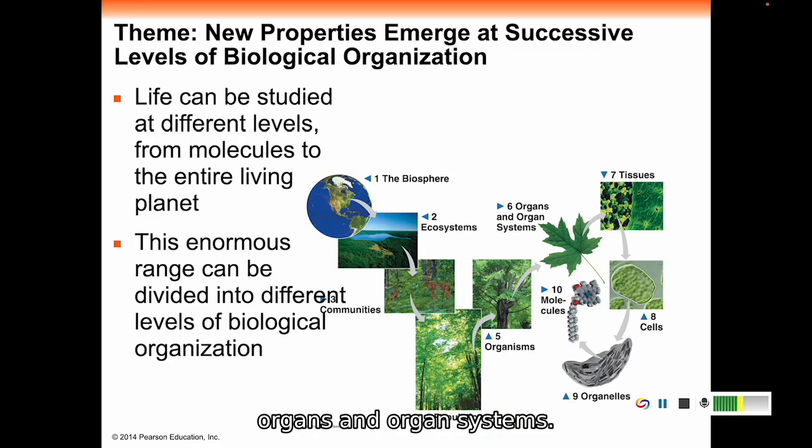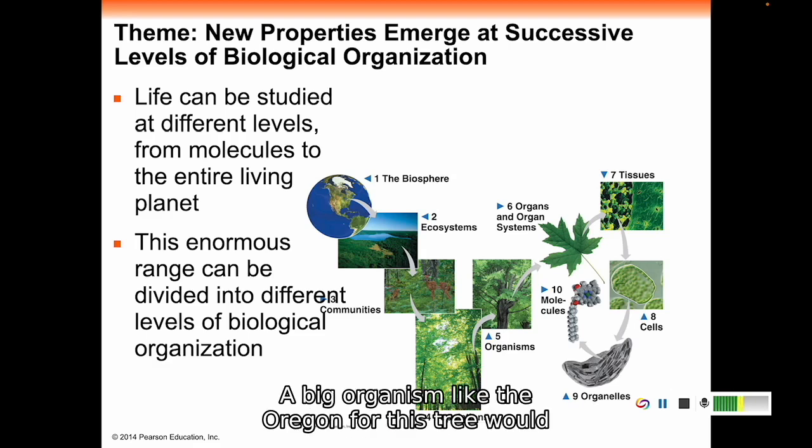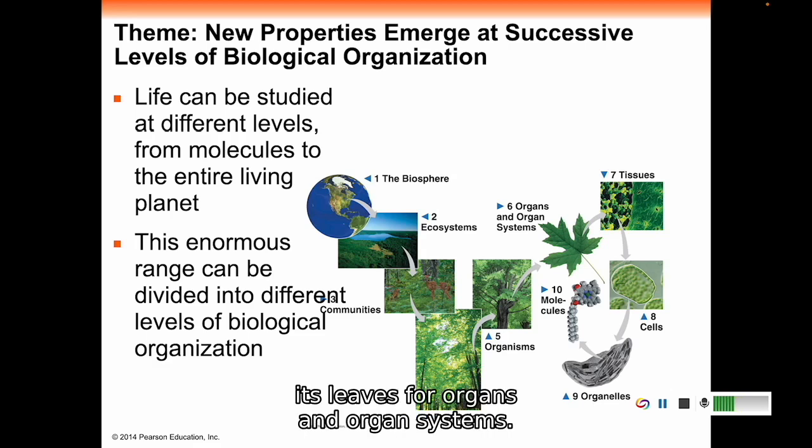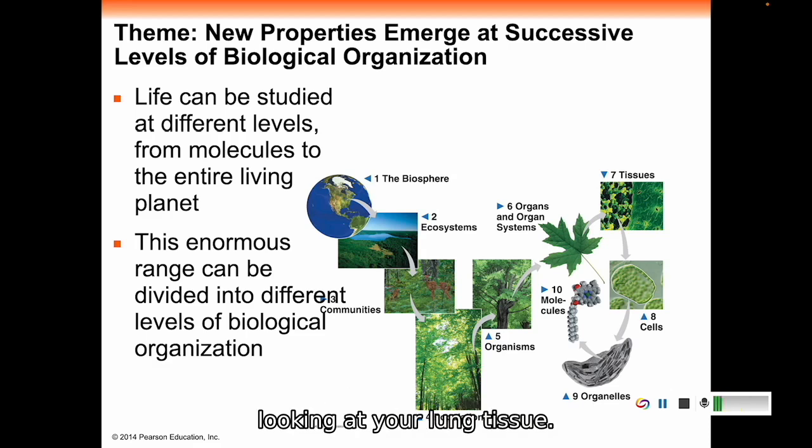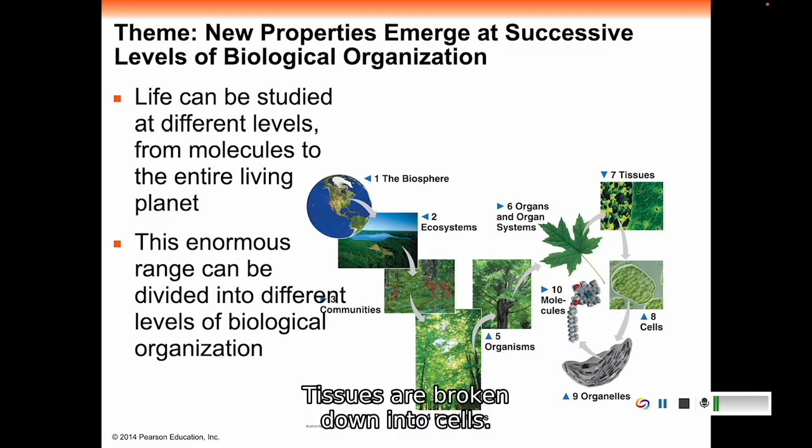Then you can break that down into organs and organ systems, if you're looking at a multicellular organism, a big organism. So the organs for this tree would be its roots or its leaves. For organs and organ systems in a person, you might be looking at the lungs or the respiratory system. You can break that down into tissue. So instead of looking at the respiratory system, now you're looking at lung tissue. Instead of looking at the whole leaf, you're looking at the underside tissue cells of this leaf. The tissues are broken down into cells. Cells are the smallest unit of what is alive.